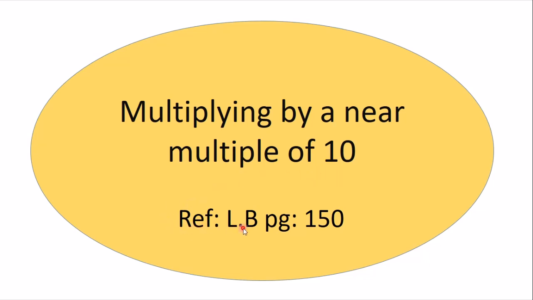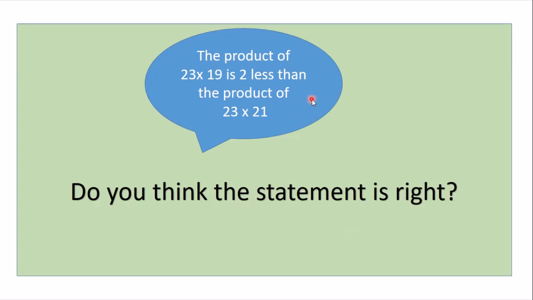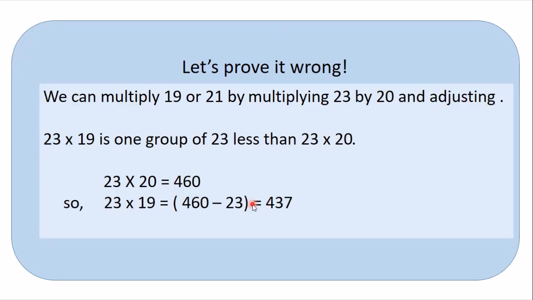Today's topic is multiplying by a near multiple of 10. Reference is LB, page number 150. Let's have a look at the statement. It states that the product of 23 times 19 is 2 less than the product of 23 times 21. Do you think the statement is right? Well, I think it's wrong, so let's prove it wrong.